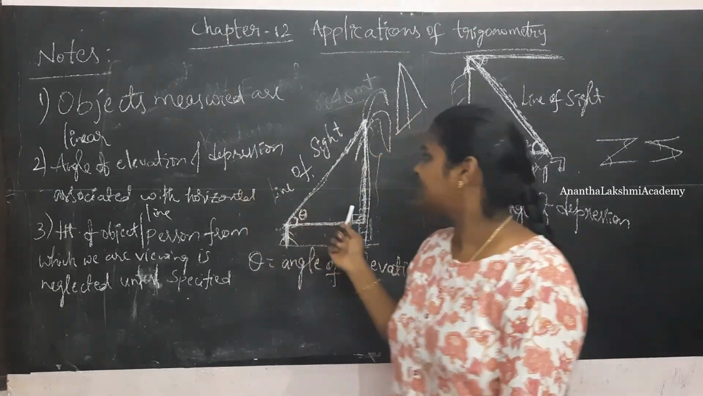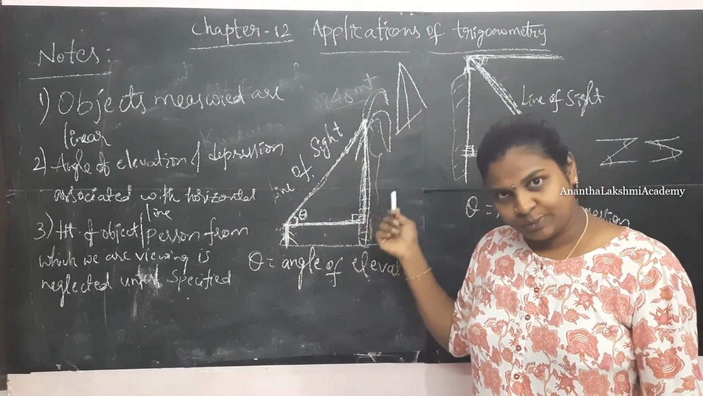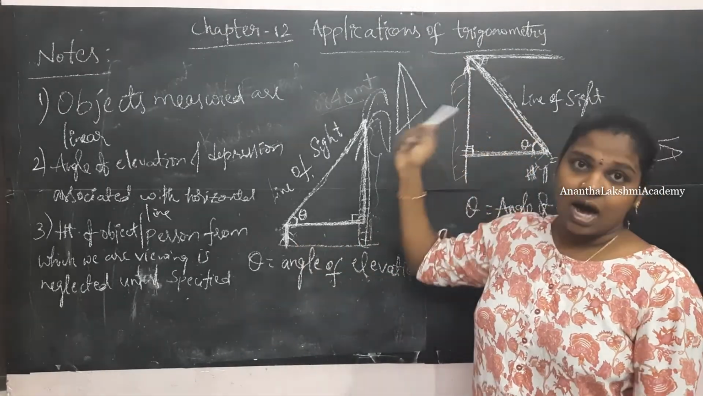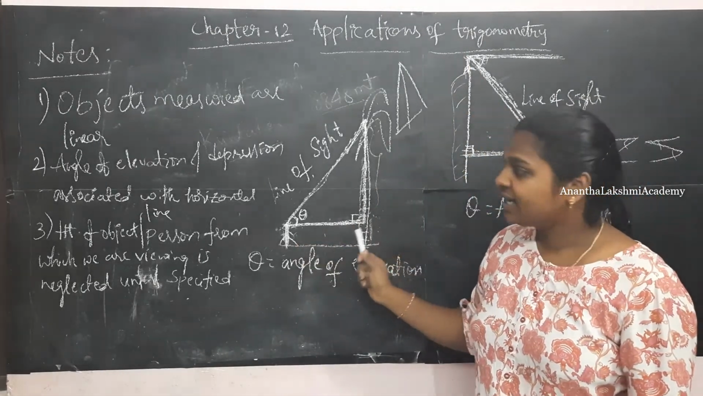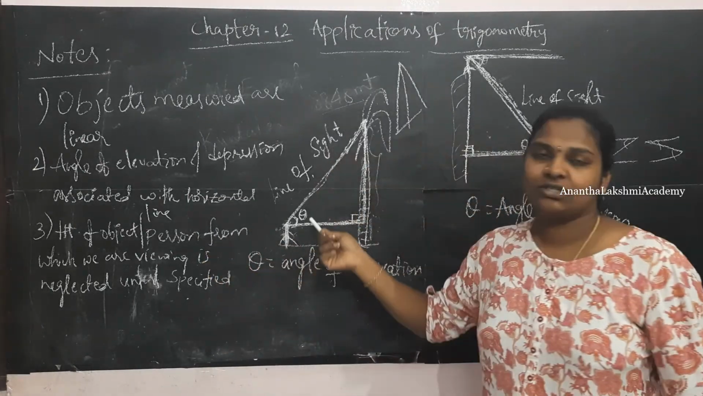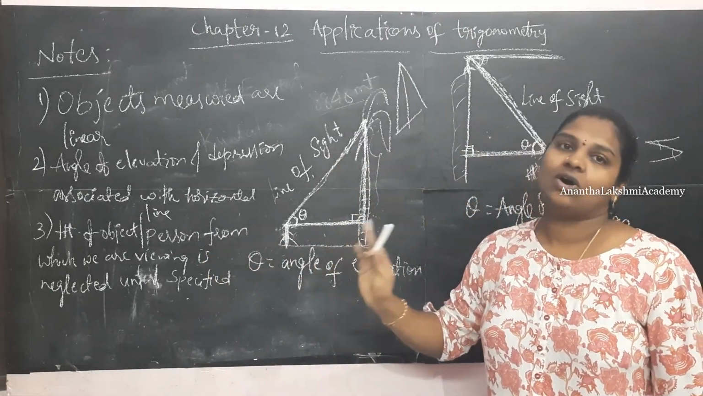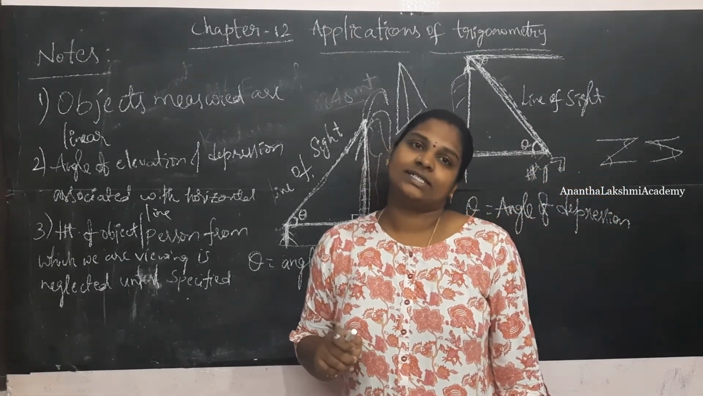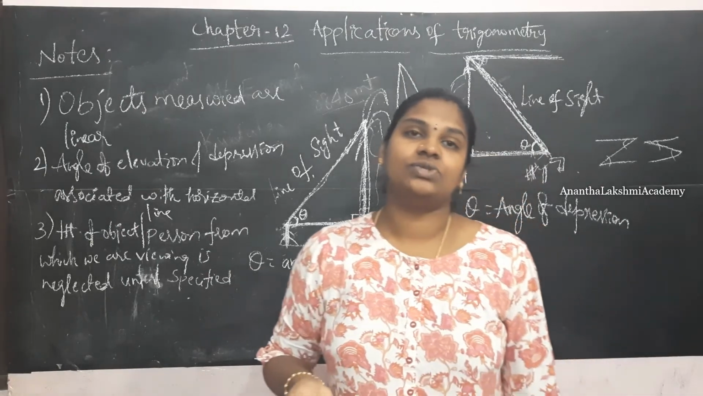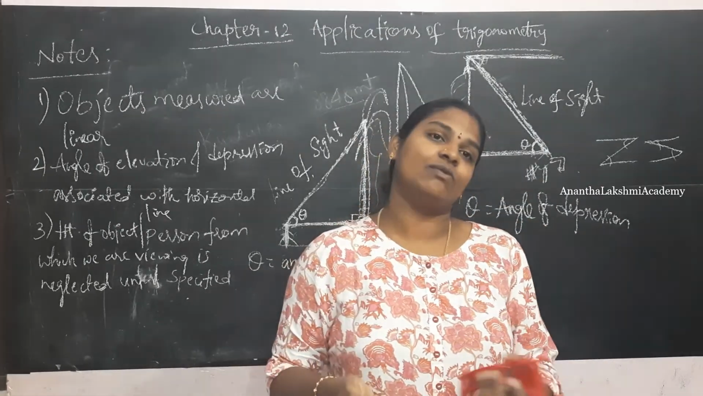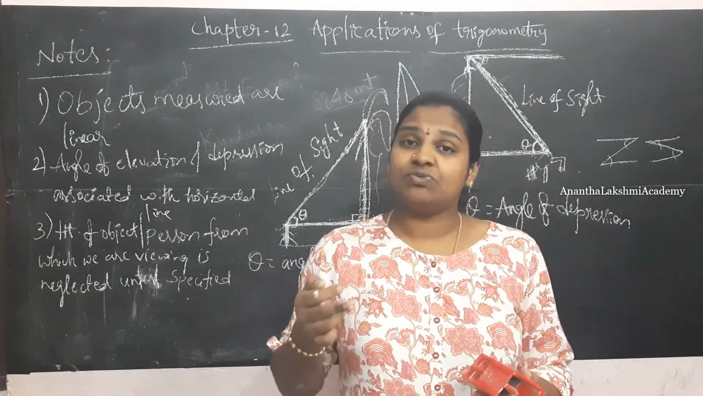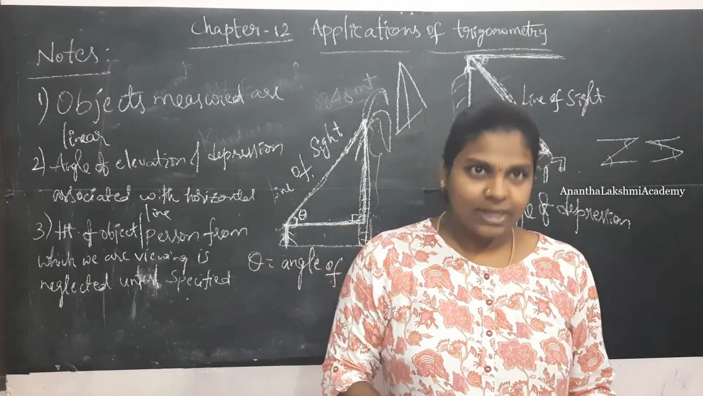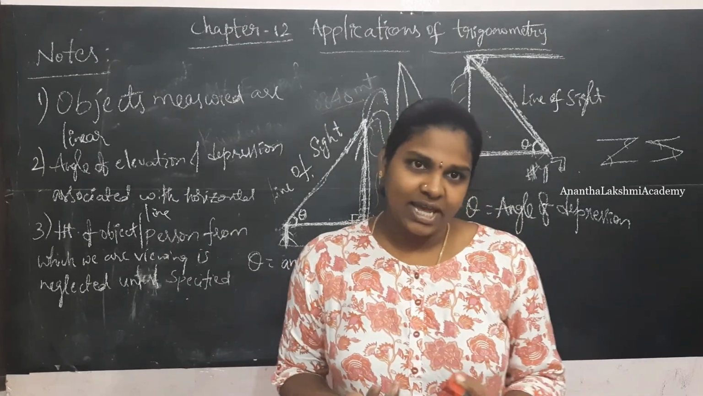First thing is, objects that we are going to view are assumed to be linear. Next thing is, angle of elevation and depression are always considered with the horizontal line. And the last point is, the height of the object or the person is neglected unless it is mentioned. Alright, that's about the introduction. Now it's time for you to jump into the examples and try understanding what is angle of elevation, what is angle of depression, and how the diagram is drawn. If you have already gone through the examples, let's jump into the exercise part.